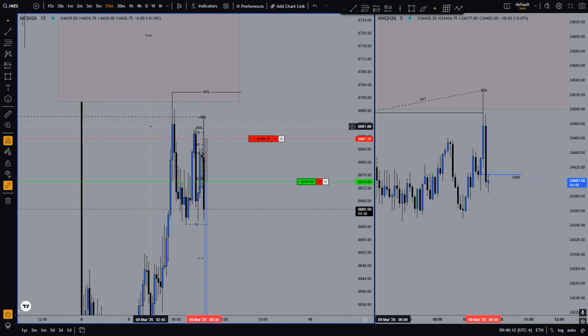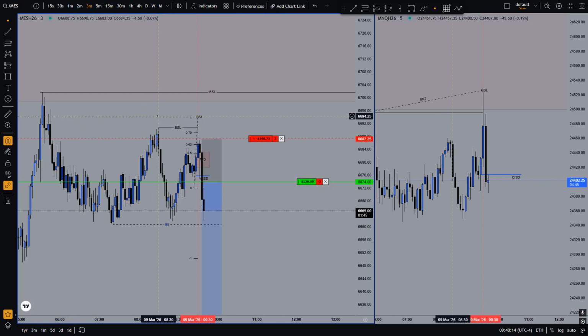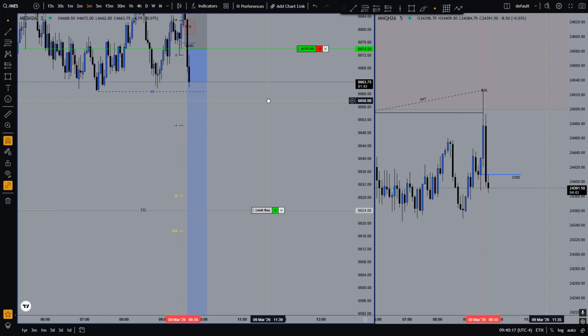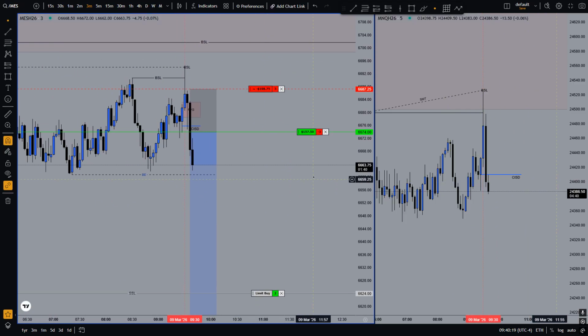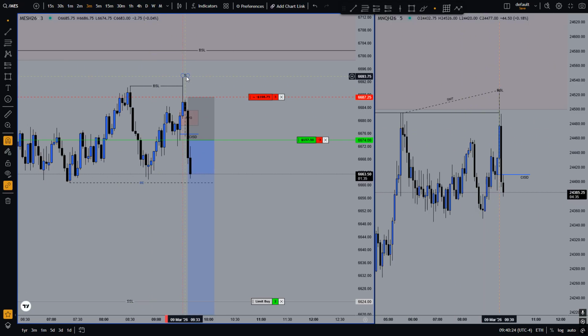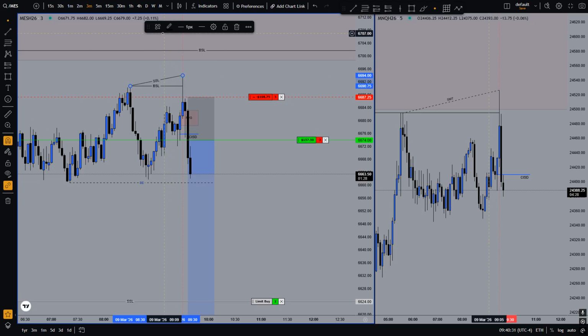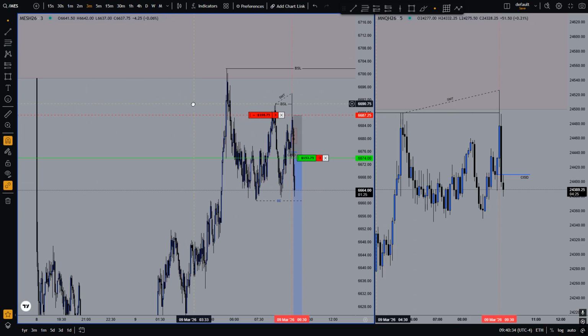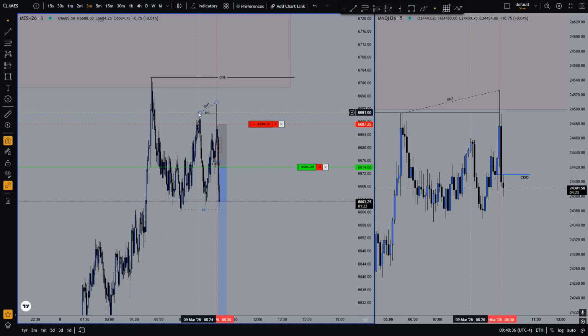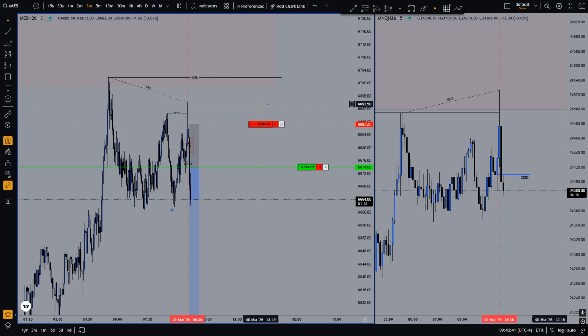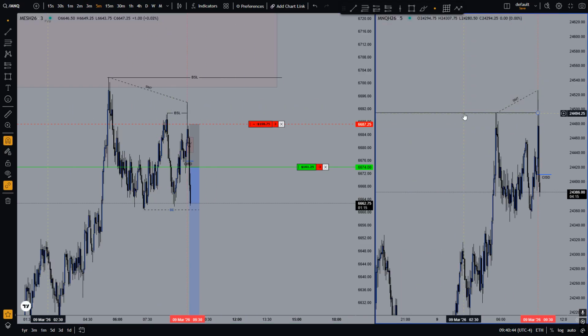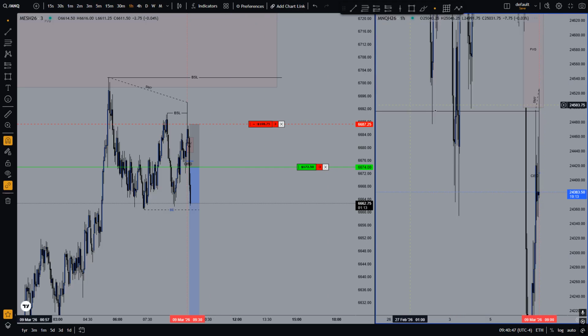Wait, what is this? What's going on here? Let me get rid of this real quick. There's a little glitch. Get rid of this. Put this here. Oh wait, no. Oops. So bang. So NQ runs higher. I don't know why. Why does it always do this?